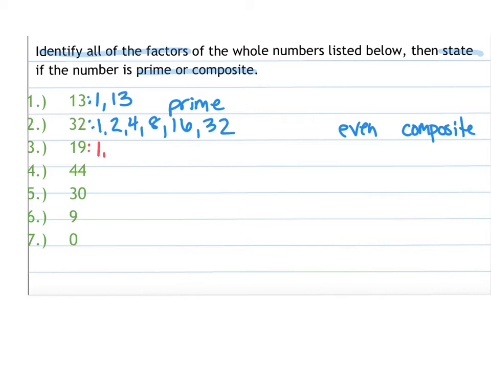19, 1 and 19. I know it's not 2 because it's not even. 3 times 6 is 18, so therefore none of the numbers in between 3 and 8 work in there, so this one is prime.